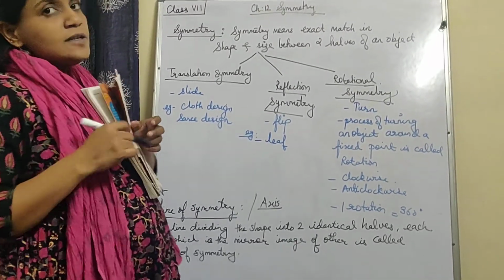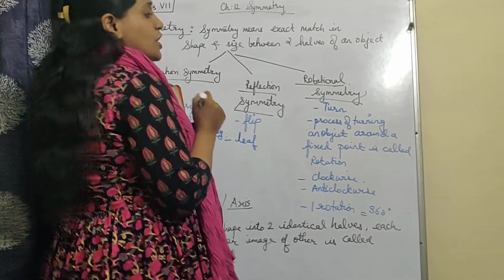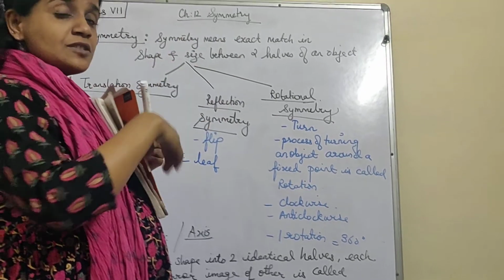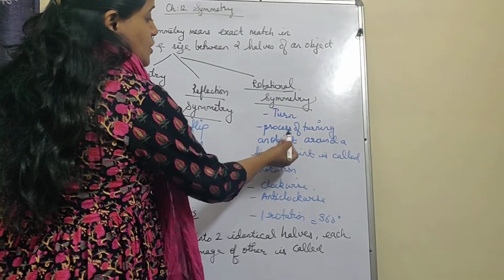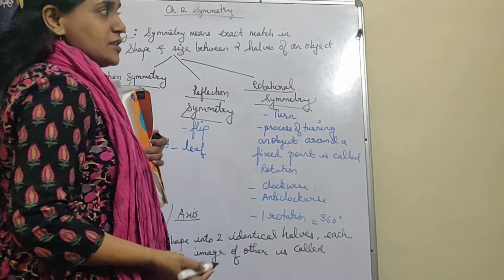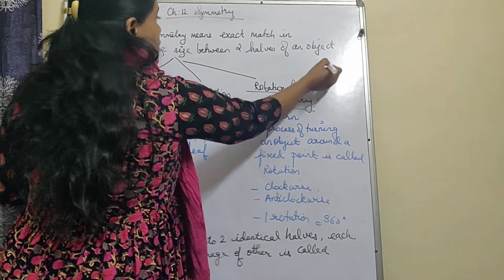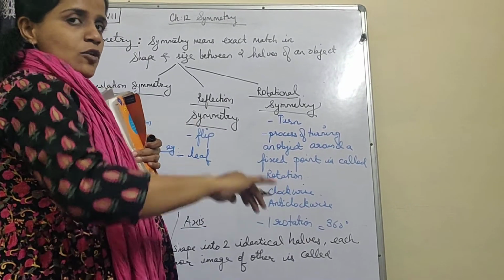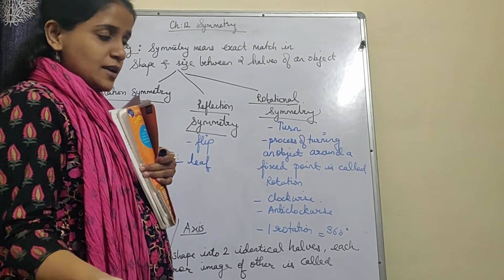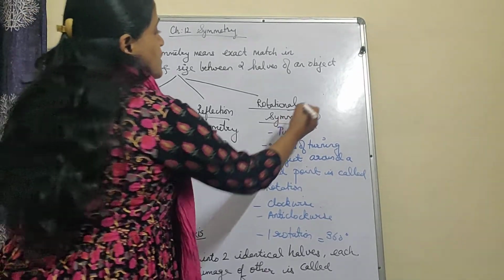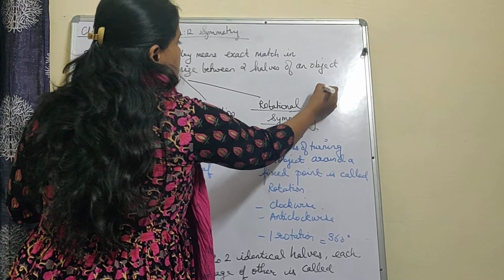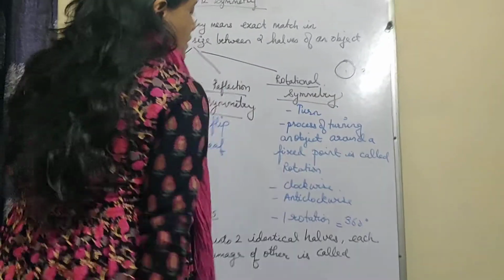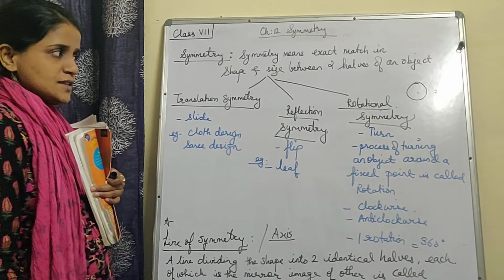Now the third thing which we are going to learn today is rotational symmetry. Rotational symmetry means turning. What is rotation? The process of turning an object around a fixed point is called rotation. This rotation can be clockwise or anti-clockwise. You know what is clockwise and what is anti-clockwise, right? Suppose we are doing one rotation. One rotation makes a circle. So one rotation is how much, children? One rotation is 360 degrees.